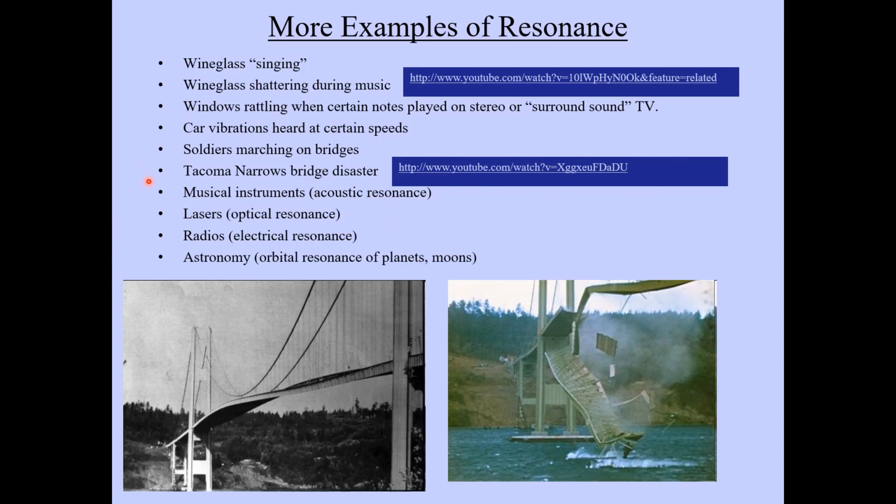There are lots of other important examples of resonance. For example, the whole idea of musical instruments is based on acoustic resonance, and this is something that we're going to explore in the next couple of chapters. Lasers, if you think of a laser pointer or an industrial laser that cuts metal, the whole idea of a laser is based on optical resonance. A radio, including the radio in your smartphone, which is basically a radio receiver and transmitter, relies on the phenomenon of electrical resonance.